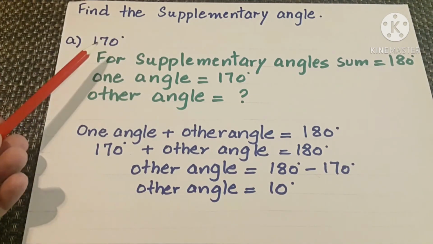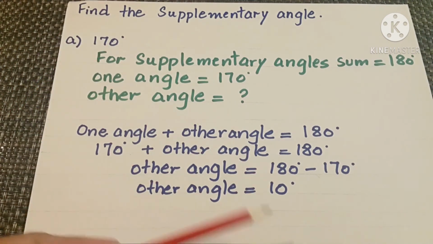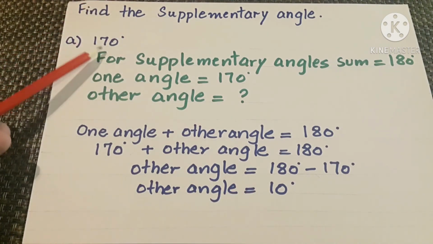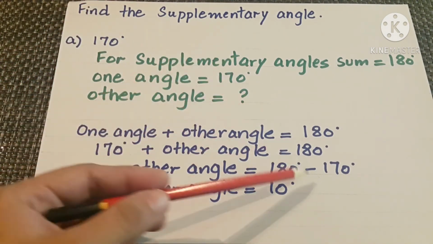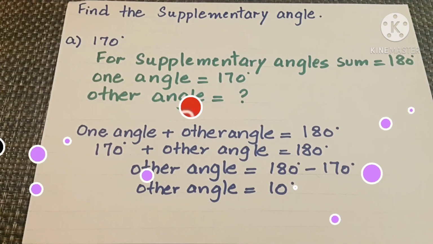So one supplementary angle is 170 degrees. The other supplementary angle is 10 degrees because when we add both the angles, we get the sum, that is 180 degrees. Hope you have understood the concept of complementary angles, supplementary angles and the questions related to the topic. Do practice for the better learning. Thank you.